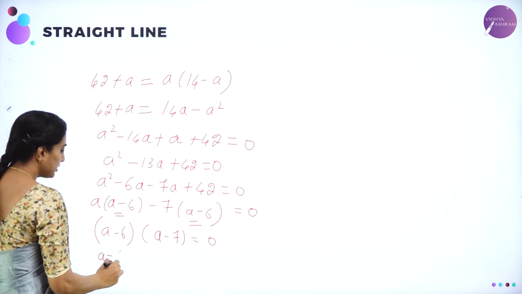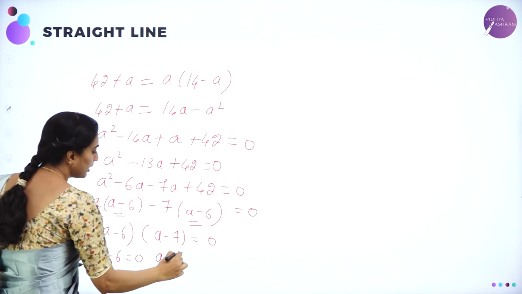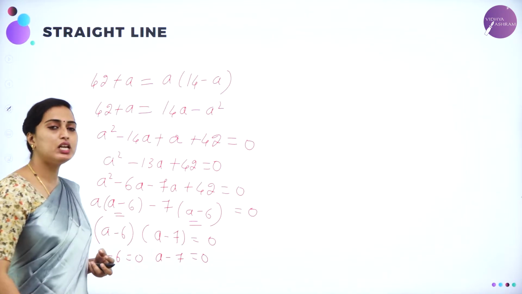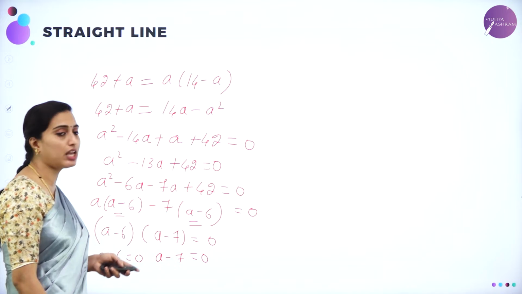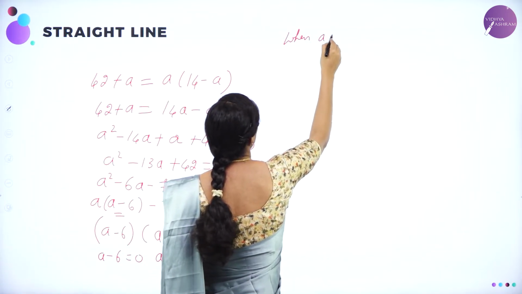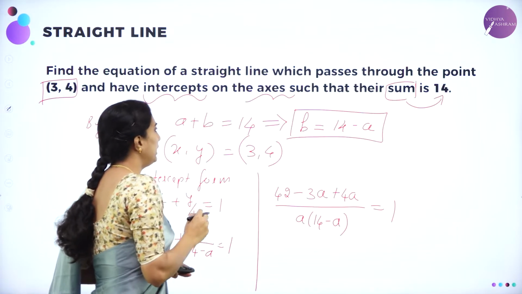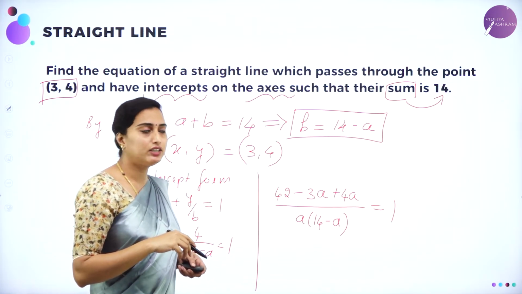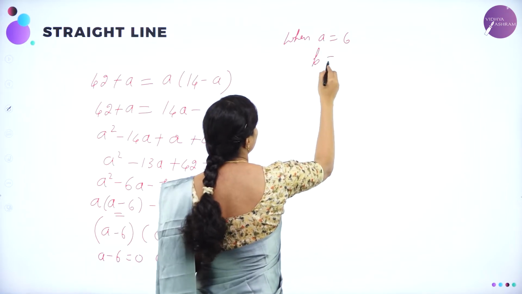Otherwise, a minus 6 equal to 0, a minus 7 equal to 0, which will be giving you the value a is equal to 6 and a is equal to 7. So, when a is equal to 6, what about b? B is 14 minus a. 14 minus 6 is 8. So, therefore, b will become 8.